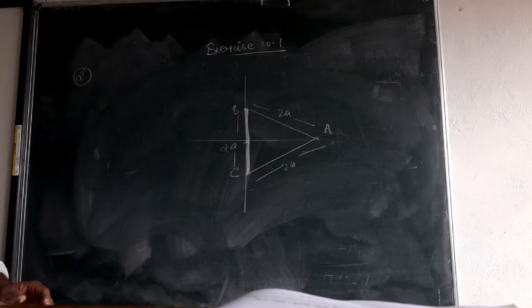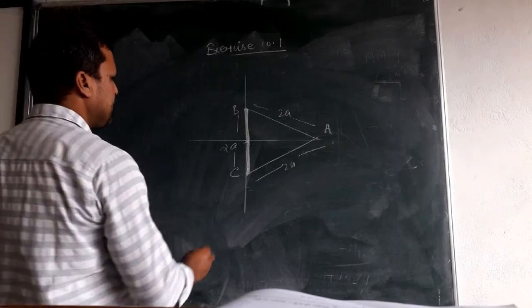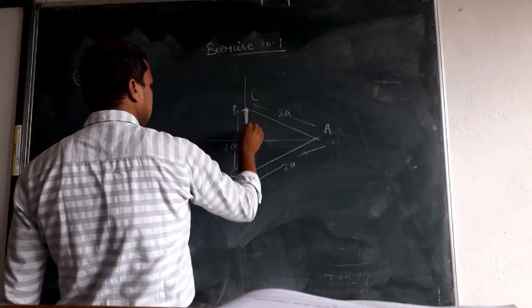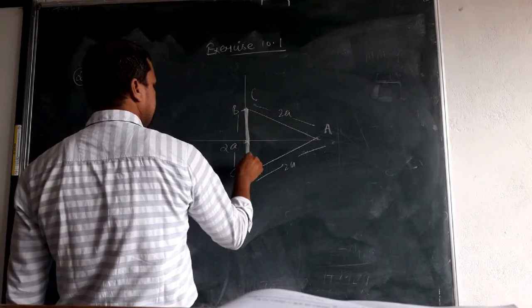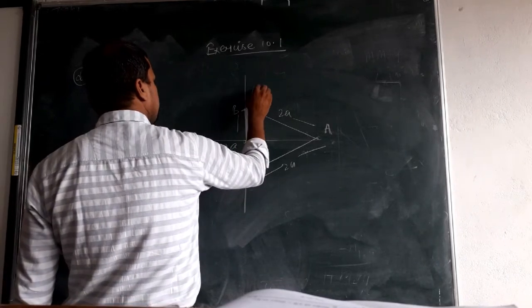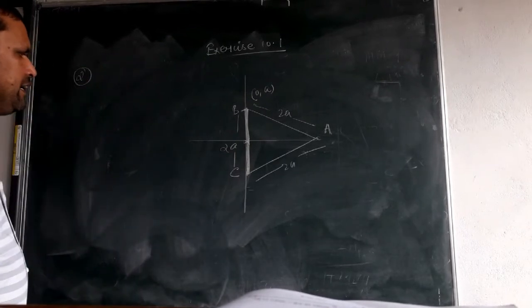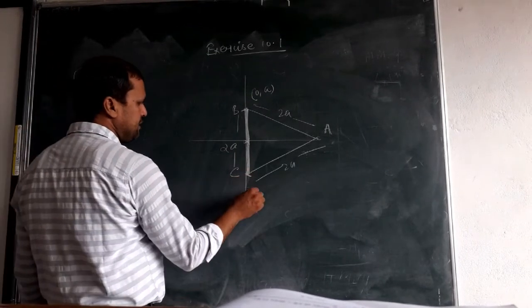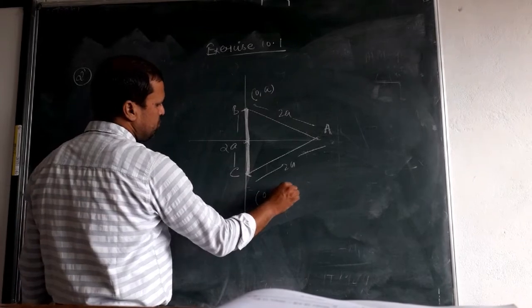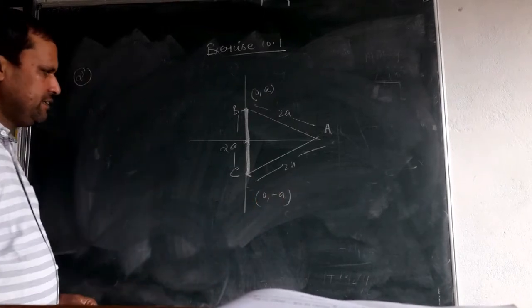So find the coordinates. What is the coordinate here? As you know, this is a and this is a. So B is x equal to 0 and y equal to a. And the coordinate of C is x equal to 0 and y equal to minus a.